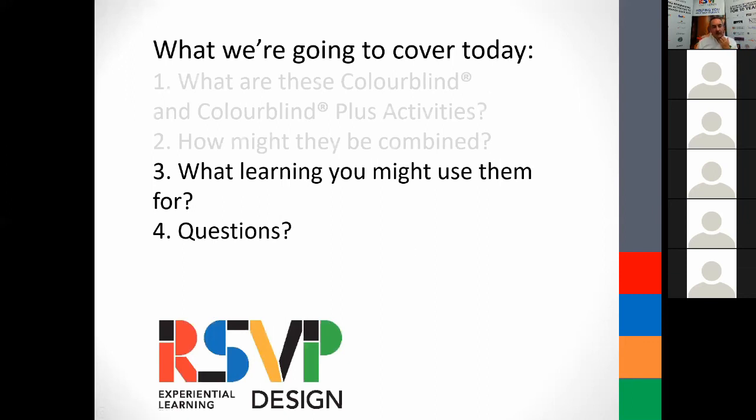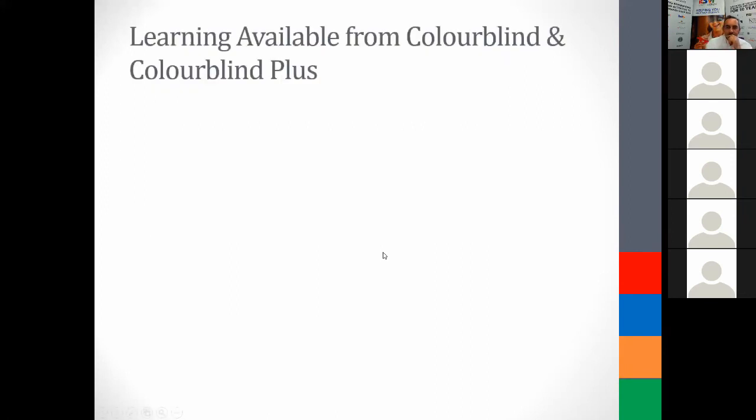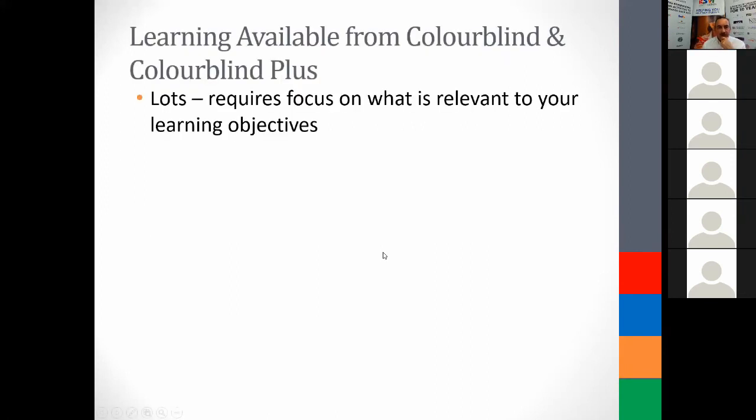Okay, so we're about two-thirds of the way through, and I just wanted to move on a little bit again, maybe for those who haven't used Colourblind and are wondering, well, what else might I use this for, and what type of learning could I get out of using this type of activity? The first thing I would say is that lots of learning will come out, and it really requires you as a facilitator to focus on what is relevant to your learning objectives.